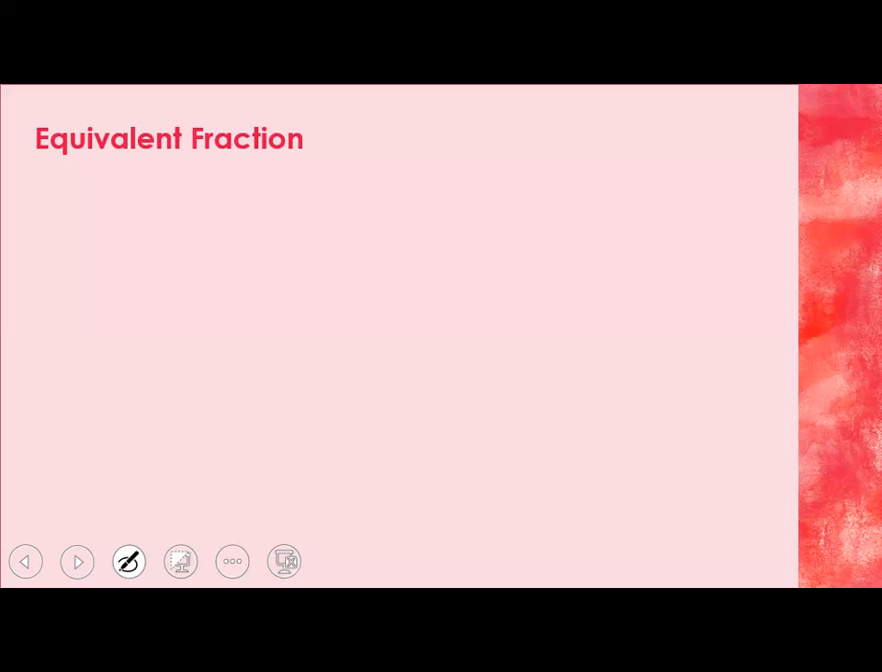So let's start by looking at this fraction, a half. There are millions and millions, there's an infinite number of ways that I can write a half as a fraction. I just need to make sure that the relationship between the numerator and the denominator stays the same. So, what is the relationship between the numerator and the denominator? Well, it is 2 times bigger.